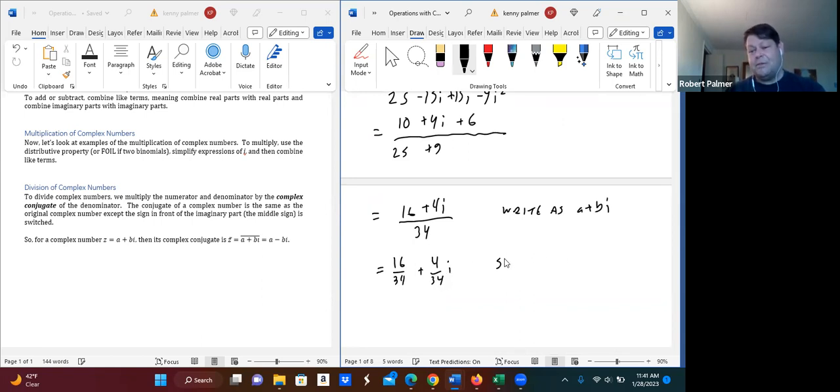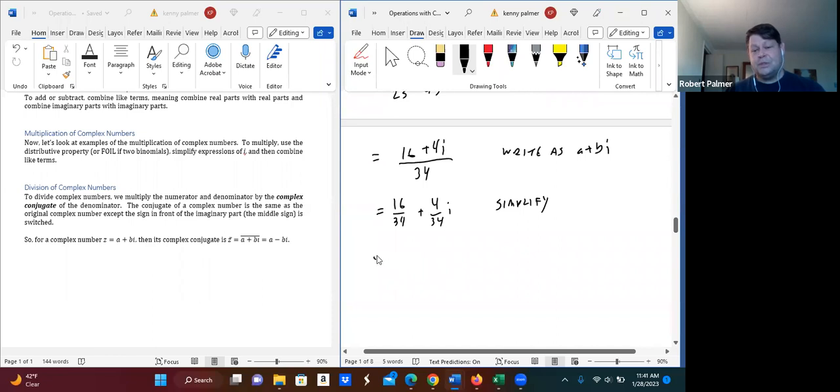And then finally, let's simplify since we can. We can take a 2 out of each. So 16 and 34 have a 2 in common, so divide them both by 2. That will be 8 over 17. And same here, take a 2 out of both. That's going to be plus 2 over 17 times i. So this is my real part, and what's in front of the i is my imaginary part.